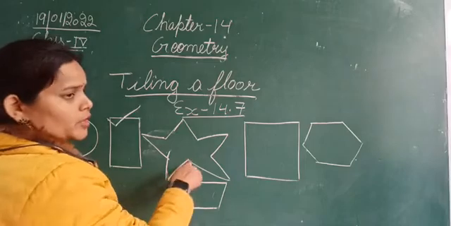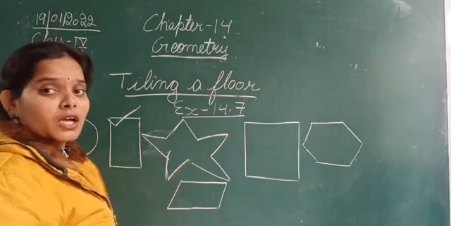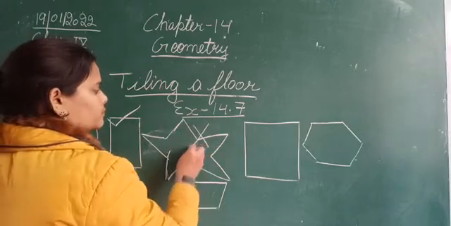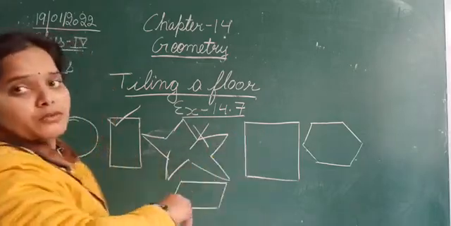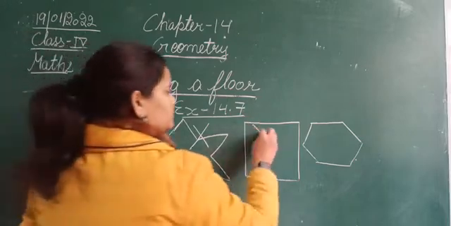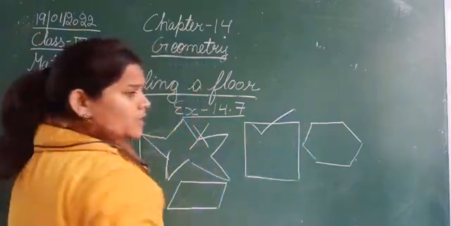Third is star. So is it possible to do the proper tiling with star shaped tiles? No. Next is the square. So is it suitable to apply square shaped tiles? Yes. This one? No.